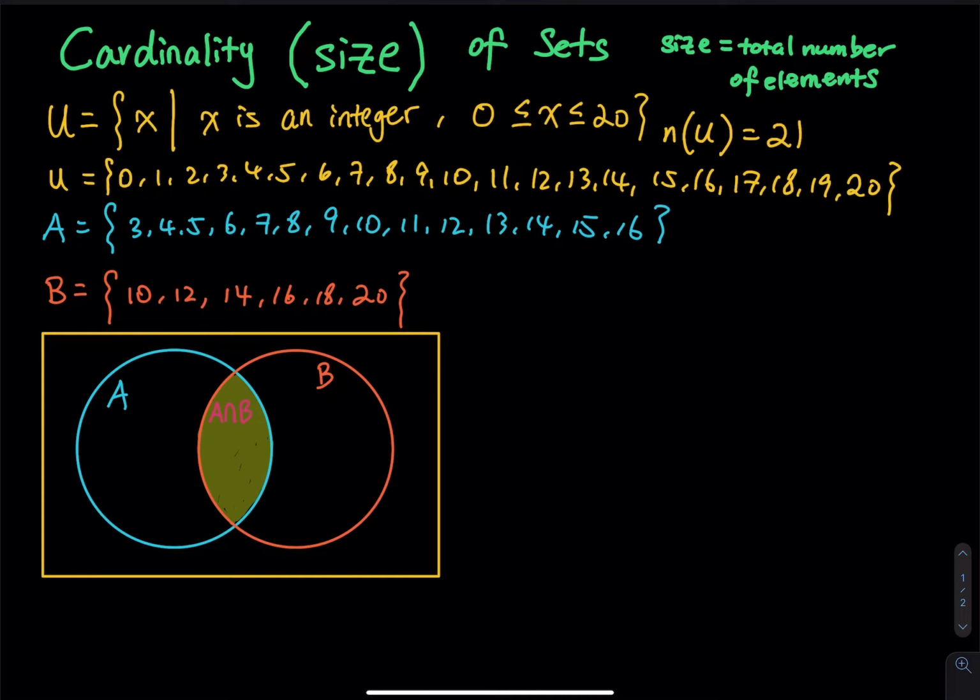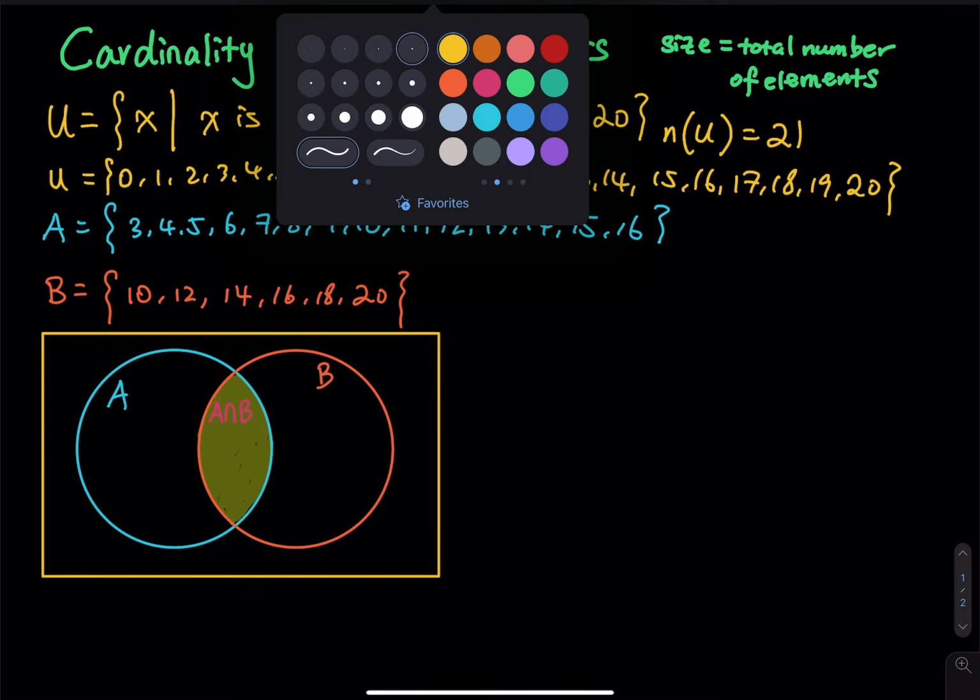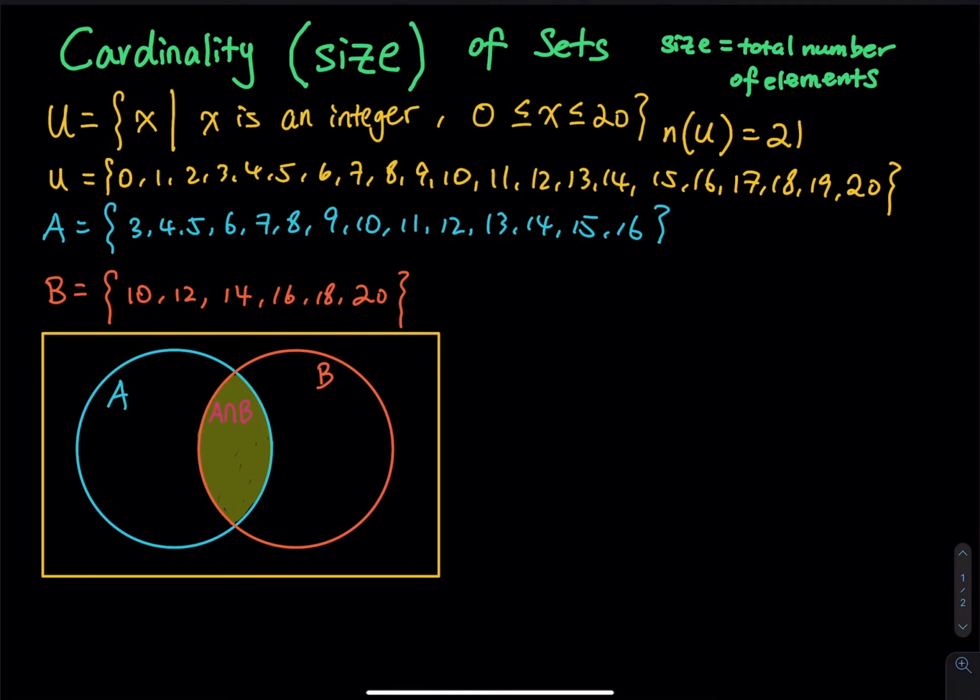How about set A? Set A is from 3 to 16. How many numbers do you have in the braces? So the answer is 14, right? So we write n(A) is equal to 14. From 1 to 16, there are 16 numbers, but you take out the 1 and 2, so 16 minus 2 is 14. So there are 14 elements in set A.